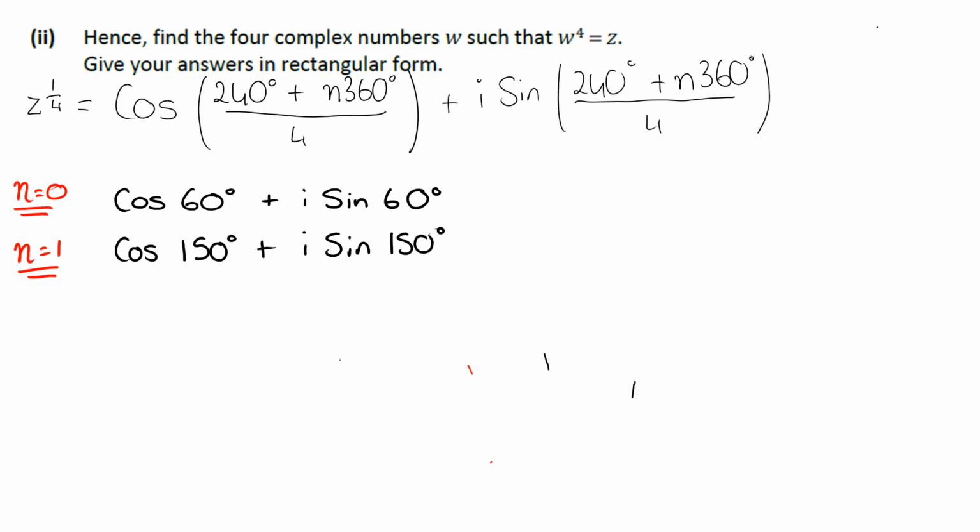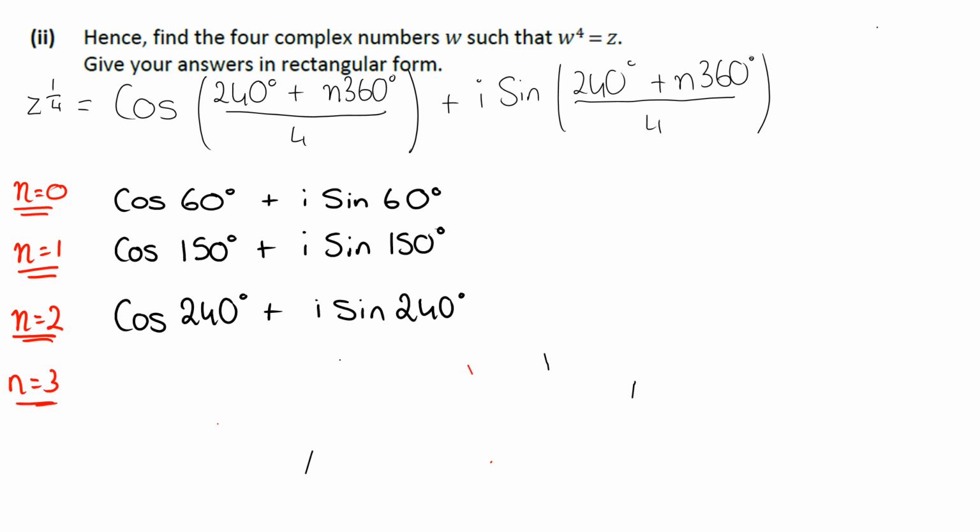We then can do n equals 2. And n equals 2 is going to be 240 plus 2 times 360. And then divide by 4, so that's going to give us cos of 240 degrees plus i sine 240 degrees. And the final one, to get our final answer, is n equals 3. So we have 240 plus 3 times 360, and then divide by 4, and that gives us 330. So you get cos of 330 degrees plus i sine 330 degrees.